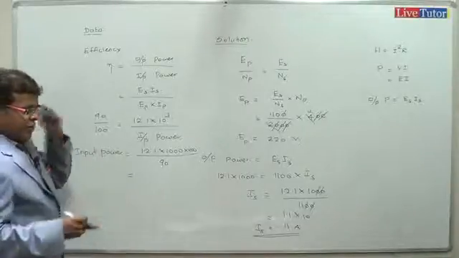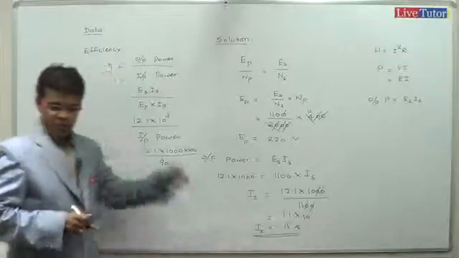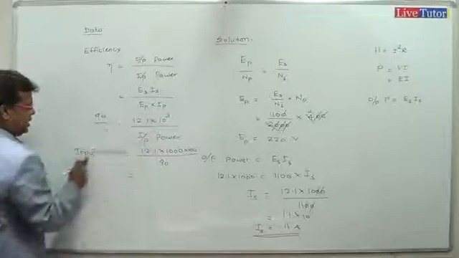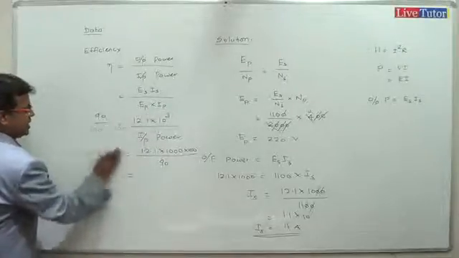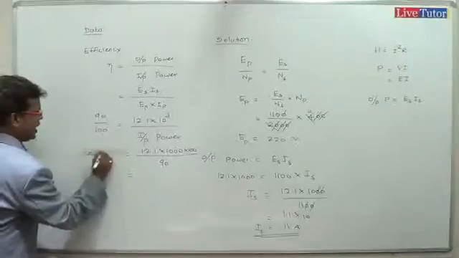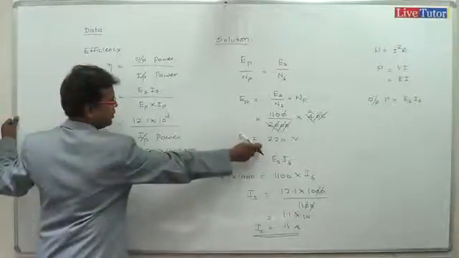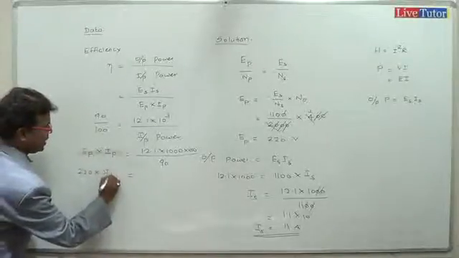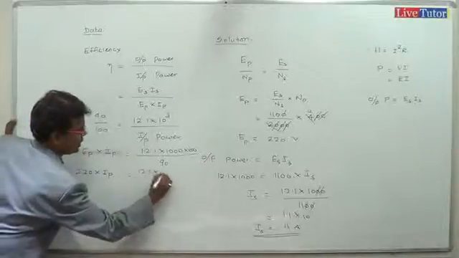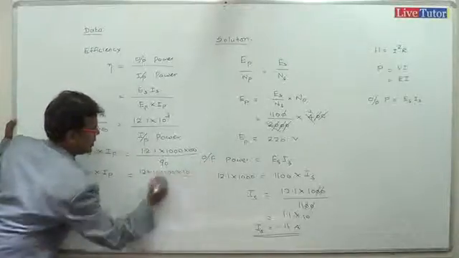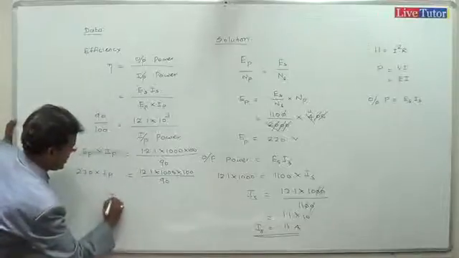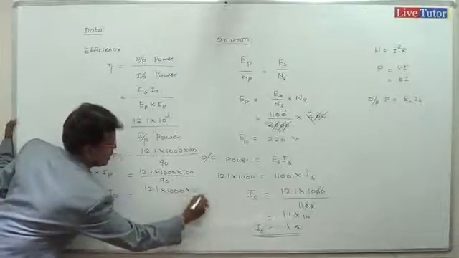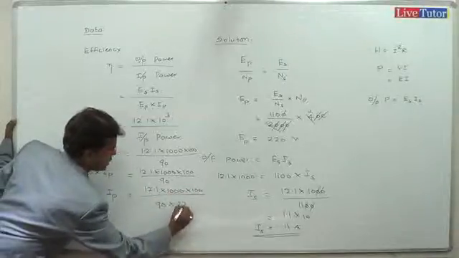Now what is our aim actually? We have calculated already IS. Now our aim is to find out IP. But that input power is nothing but EP into IP, isn't it? So in place of this one you can write it as EP into IP. And EP already we have found out. I am substituting this value here. So 220 into IP is equal to 12.1 into 1000 into 100 by 90. Now from this IP is equal to 12.1 into 1000 into 100 by 90 into 220.